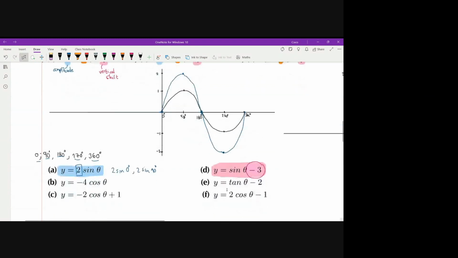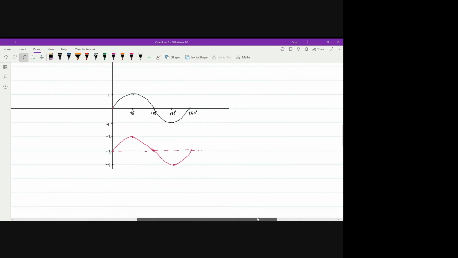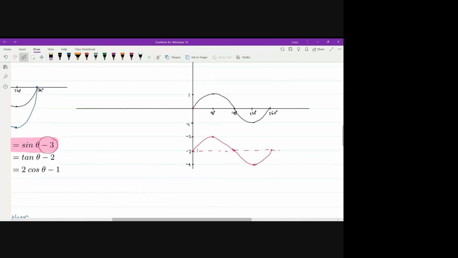Let me just ask this question. It's just a yes or no question. Is my amplitude or my period affected by the vertical shift? Yes or no? No, it's not. Because I still have an amplitude of 1, and my period is still 360. But we can't stop there.